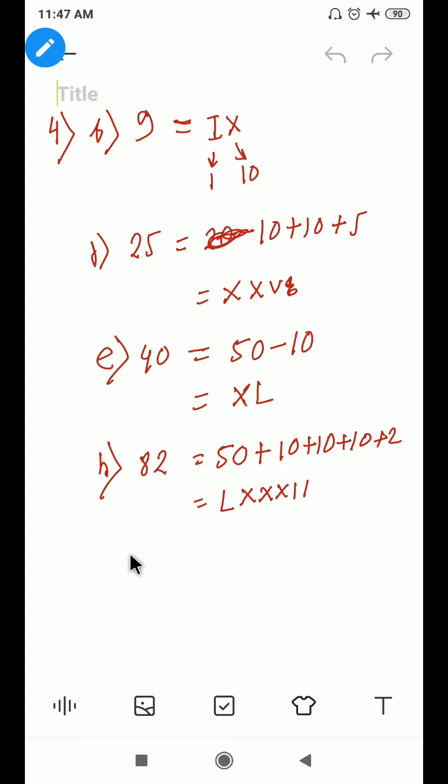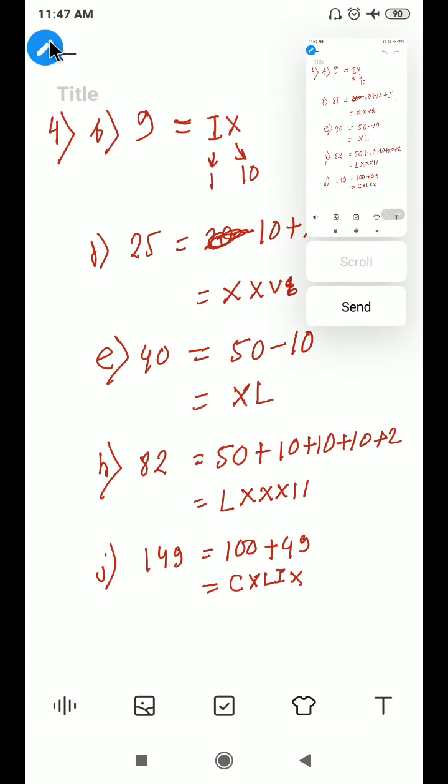Now go to the next problem, question J. Question J is given here: 149. So how to write this one? That can be written as 100 plus 49. So 100 can be denoted by C and 49 can be denoted by XLIX. L is denoted by 50, so XL is 40 and 9 is denoted by IX. So this way you have to write.